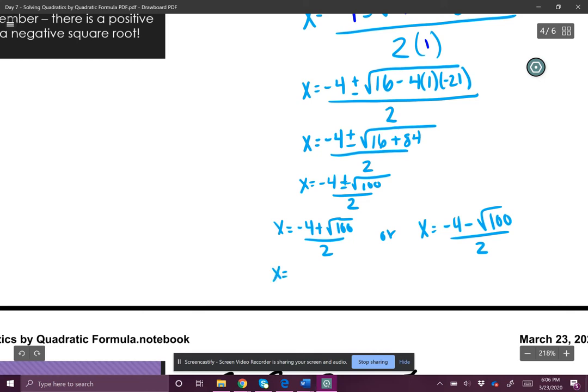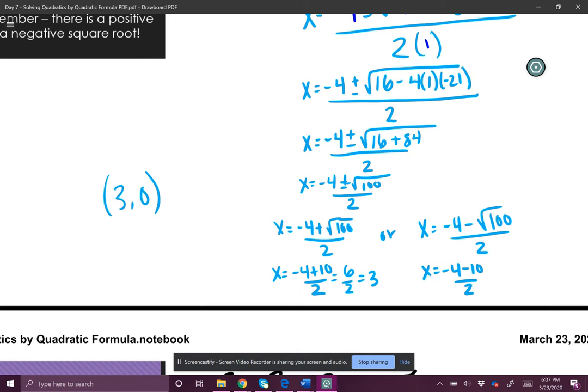Well, the square root of 100, we're going to have -4 plus 10 over 2. Or on this side, we're going to have -4 minus 10 over 2. -4 plus 10 gives us 6 over 2. 6 divided by 2 is 3. So one of our x-intercepts is 3, 0. Over on this side, we have -4 minus 10, which gives us -14 divided by 2. -14 divided by 2 is -7. So our other x-intercept is -7, 0.